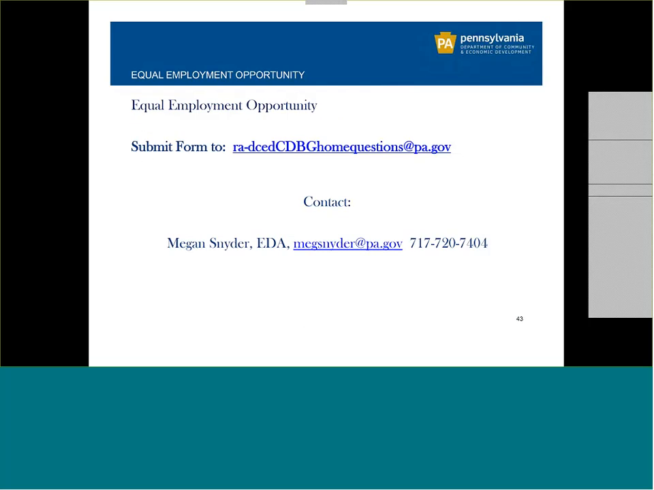Okay, if you have any questions about that, please contact Megan Snyder. She's in charge of the Equal Opportunity forms. So we have a couple questions here. What do you consider appropriate backup documentation for the EEO4?